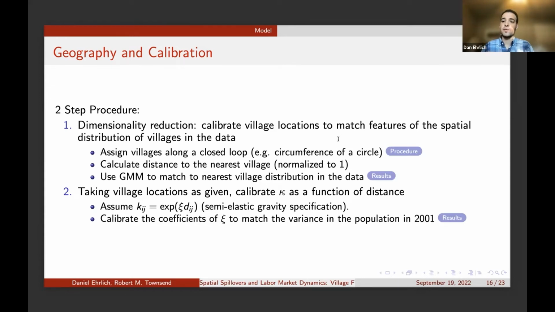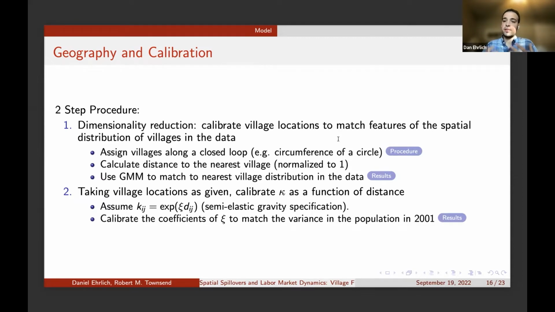So villages are along the circumference of a circle, and the distance between them is the arc length between these two villages. Then we're going to calculate the distance to the nearest village for every village that we've simulated, and use simulated method of moments to match the nearest distance distribution to the nearest distance distribution in the data, to approximate what we think is an important feature of the geography. I'm not going to show any of the results, and I'm happy to talk about this in the Q&A, but hopefully this gives you enough of an idea of what exactly we're doing.